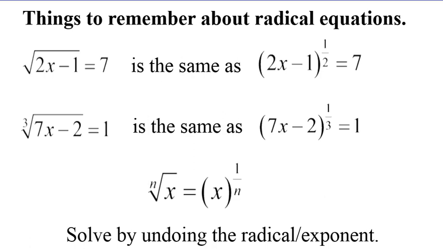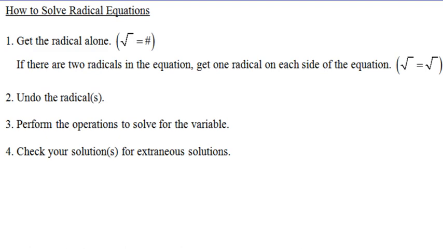We also talked about solving radical equations. The goal is to get the radical alone, so the radical equals something. If you have 2 radicals in your equation, make sure you have 1 radical on each side of the equation so you can start undoing it. Undo the radical that you're given.